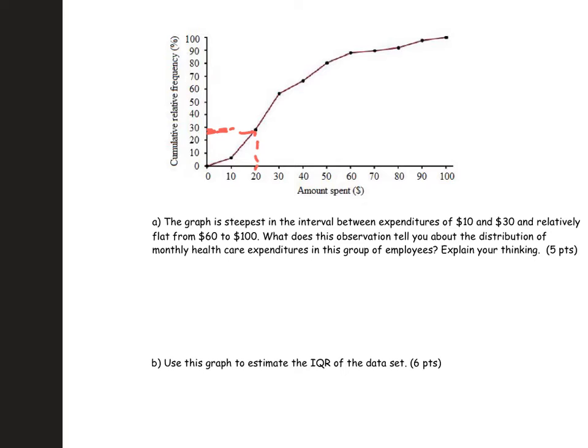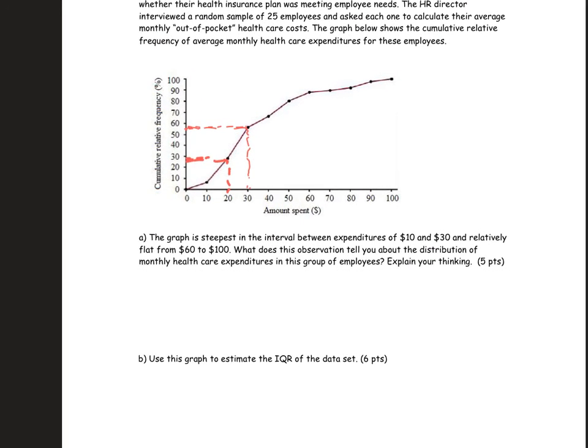So let's do another example. If I go to $30 and go up, that is saying, let's say about 55. It's saying that 55% of those surveyed spent $30 or less per month. Okay, so based on that, let's go to part A here. The graph is steepest in the interval between expenditures of 10 and 30. All right, so let's see what that exactly means.